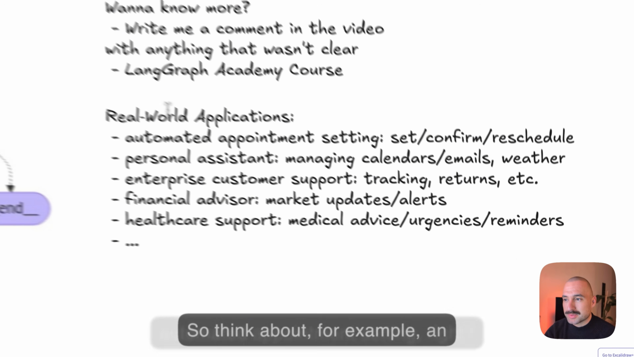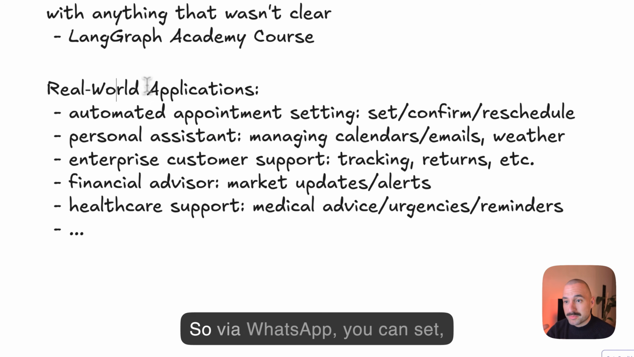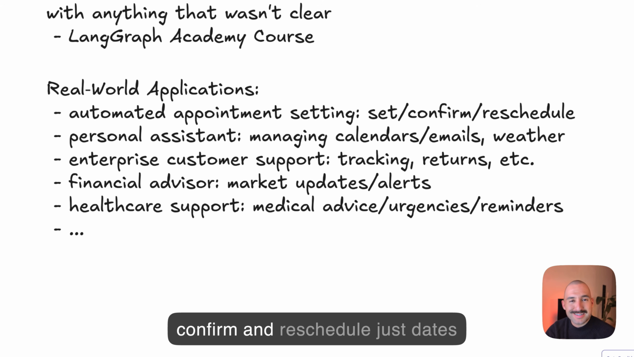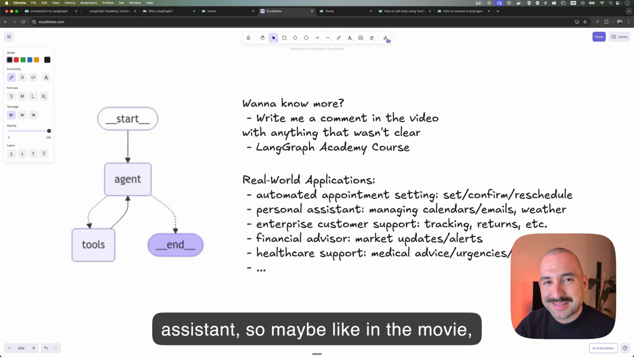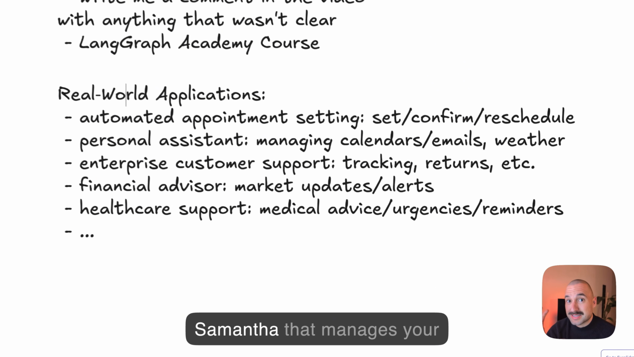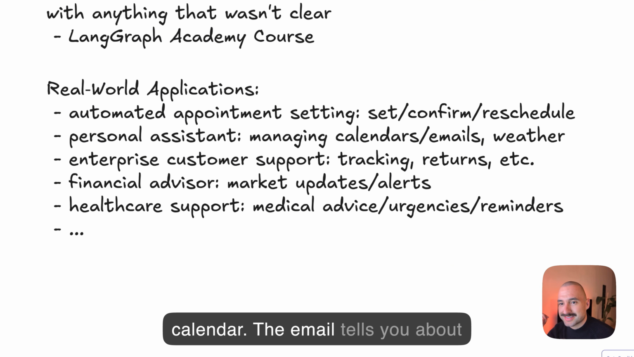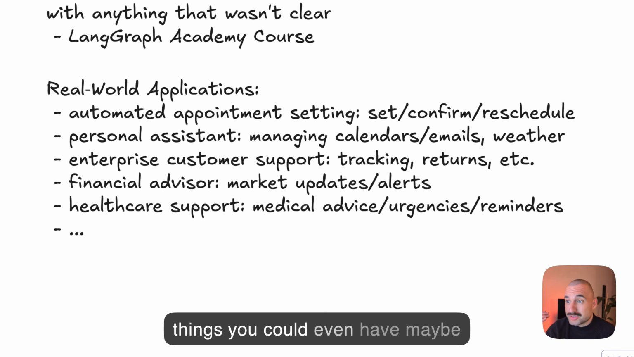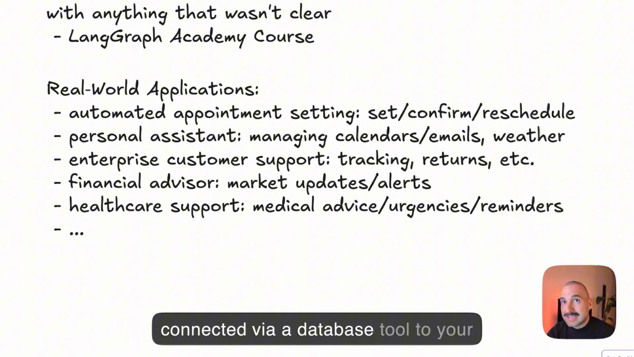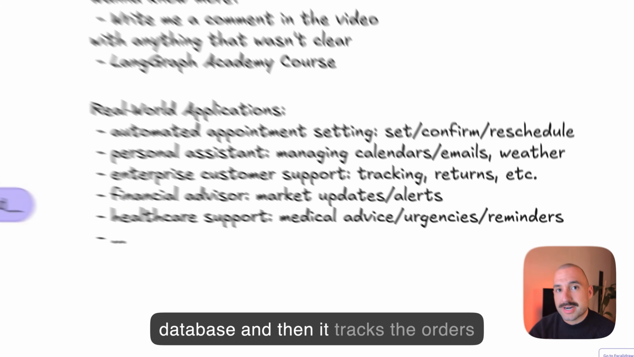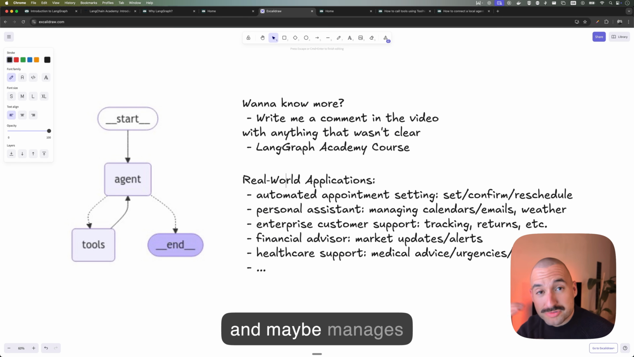So think about, for example, automated appointment setting, right? Via WhatsApp, you can set, confirm, and reschedule dates that you have in your business, or in a business that you want to sell this service to. Maybe a personal assistant, like in the movie Her, where you can have a system like Samantha that manages your calendar, the emails, tells you about the weather, and everything could be conversational in WhatsApp. You could even have a customer support agent that is connected via a database tool to your database, and then it tracks the orders and maybe manages returns.